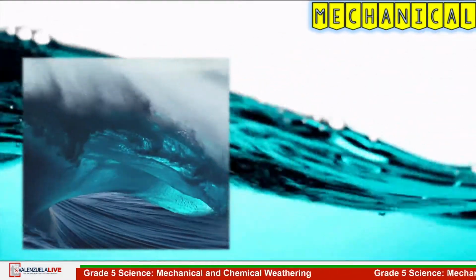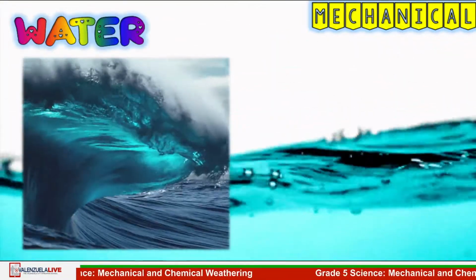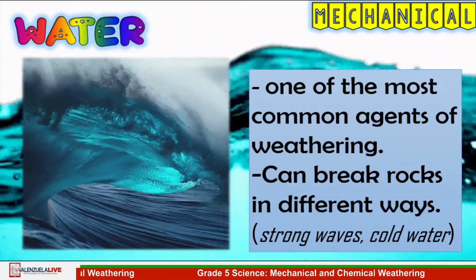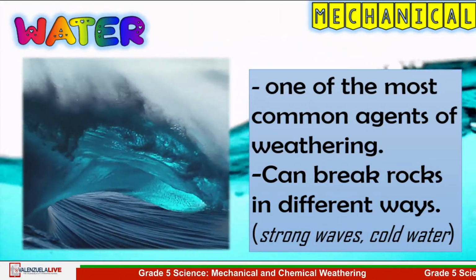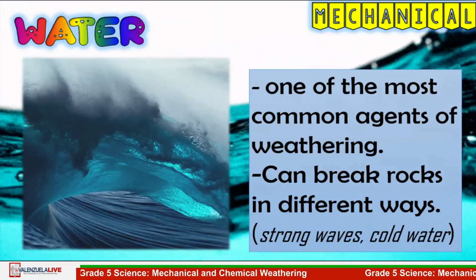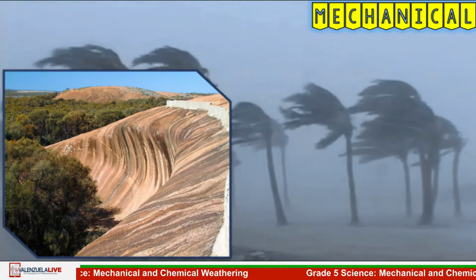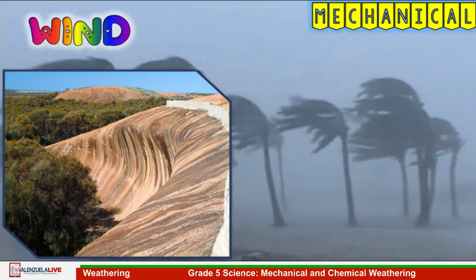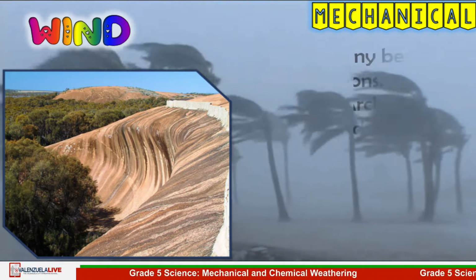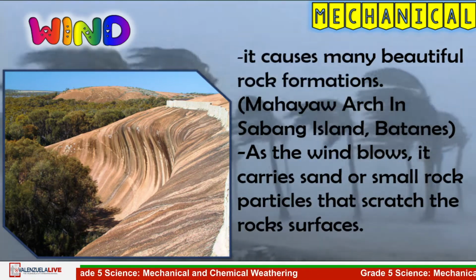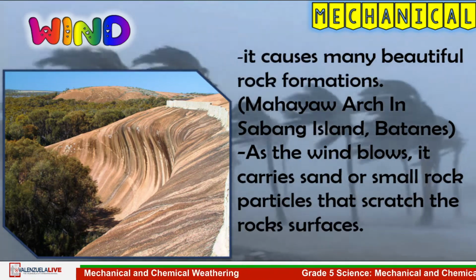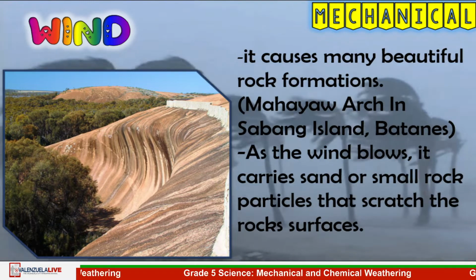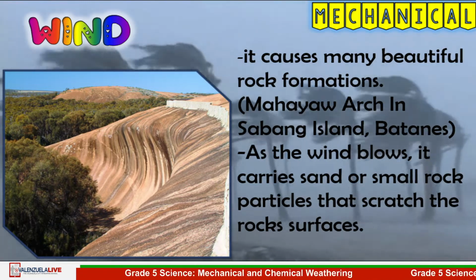Another mechanical agent is the wind. It causes many beautiful rock formations like the Mahayaw Arc in Sabang Island, Batanes. As the wind blows, it carries sand or small rock particles that scratch the rock surface. Wind is an example of abrasive agents, as well as running water and ice. They sometimes carry rock fragments or sand grains that act like sandpaper whenever they strike the surfaces of rocks. This process of wearing away rocks due to the scoring action of particles is called abrasion.